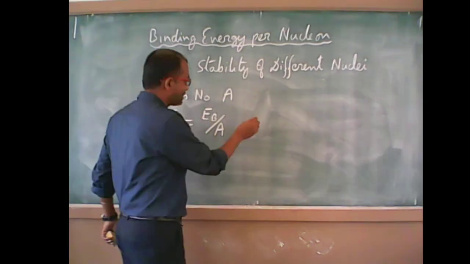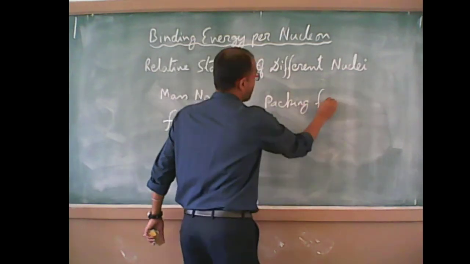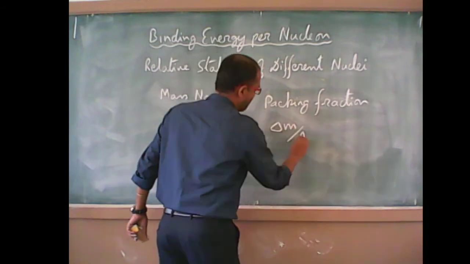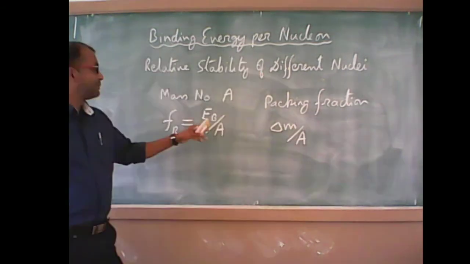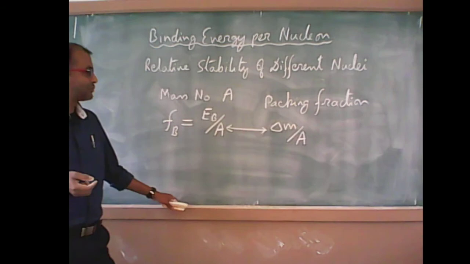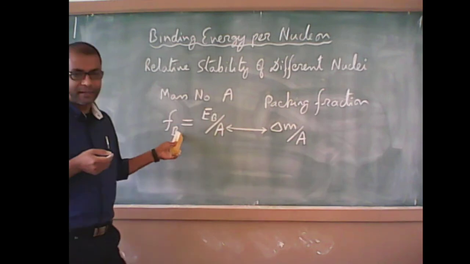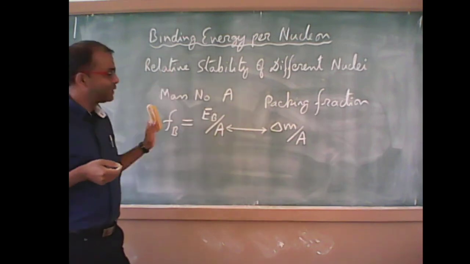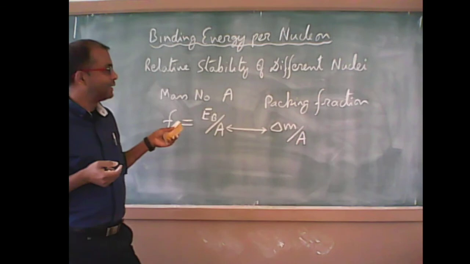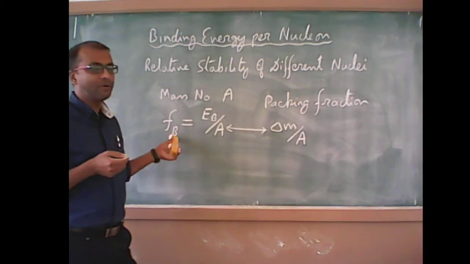Analogous to this, another term is the packing fraction. Packing fraction is nothing but the mass defect per nucleon. Mass defect into c square gives us the binding energy, so these two are related; you just have to add the term c square. This is called the packing fraction, and in some books you will see it called the binding fraction. So if I have to compare the stability of nuclei of different elements, I will compare the binding energy per nucleon of the different nuclei.